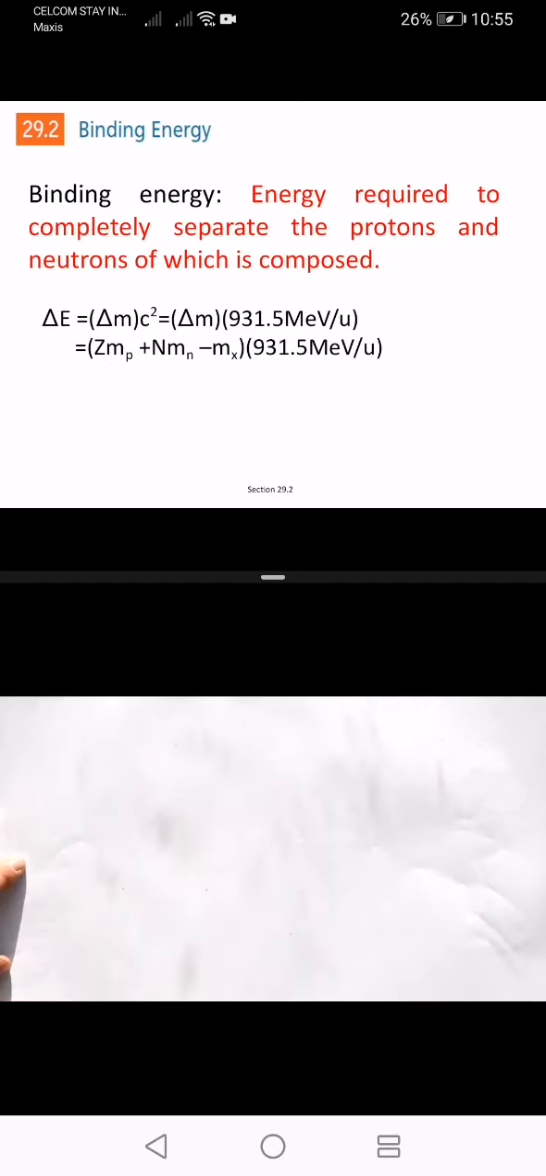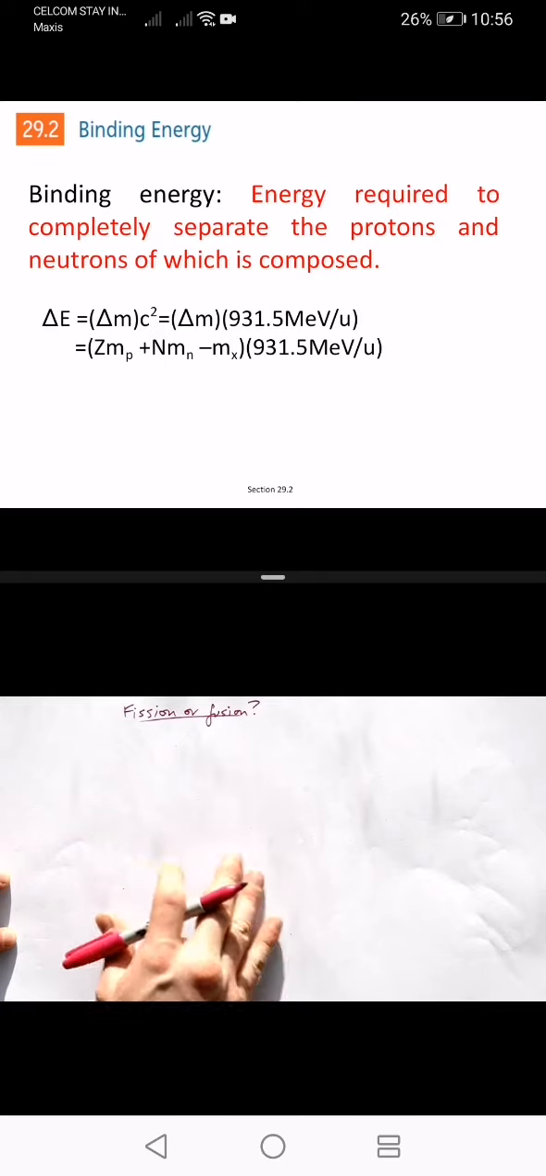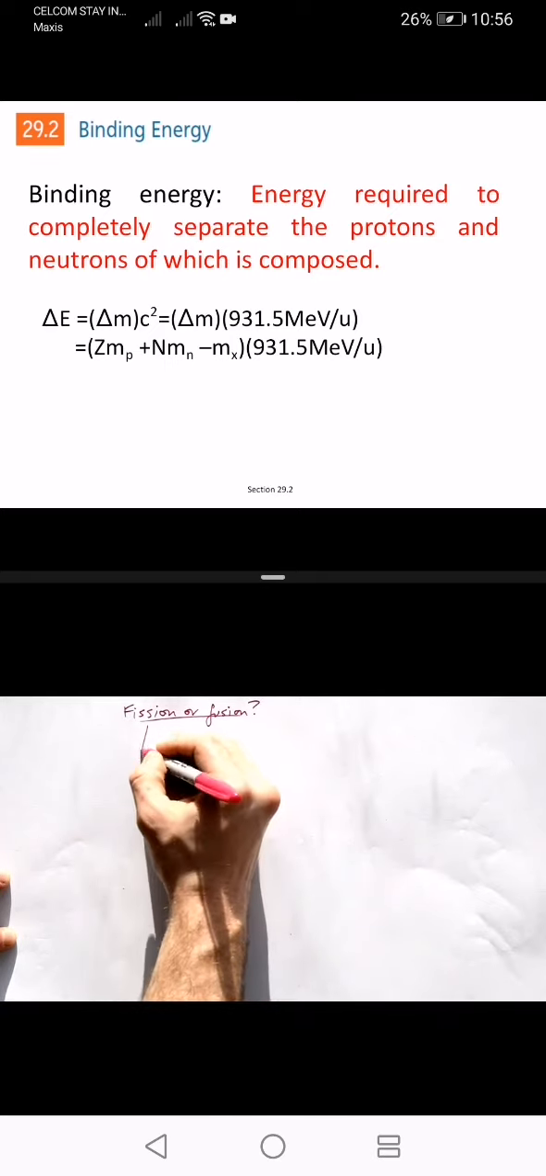You might be thinking though, if you always have to put in energy to separate nuclei into their constituents, then how do we actually get energy out of nuclear fission? Well, yes, you're right. It's all to do with what's happening with the total binding energy, what's going into a nuclear reaction and what's coming out. So let's go with fission first.